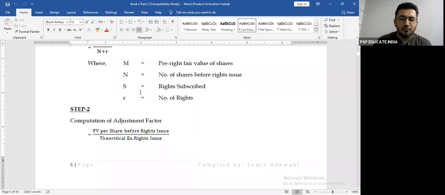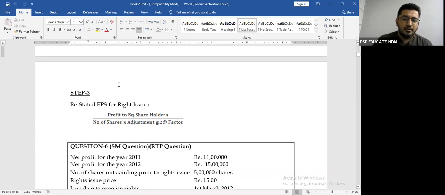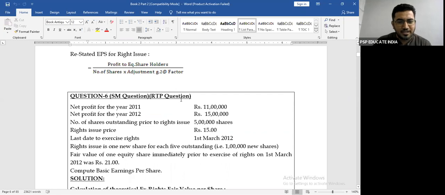Using step 1 you will calculate the adjustment factor, that is, by how many times my share value will be affected because of these rights shares. Adjustment factor is always calculated with base to times, so the unit of measurement is times. By how many times will the value be changing? So your adjustment factor is fair value of the shares before the rights issue divided by theoretical ex-rights value. Then in step 3 you will calculate EPS for the rights issue. We'll have a look at that looking at this question. That will be easier for you.